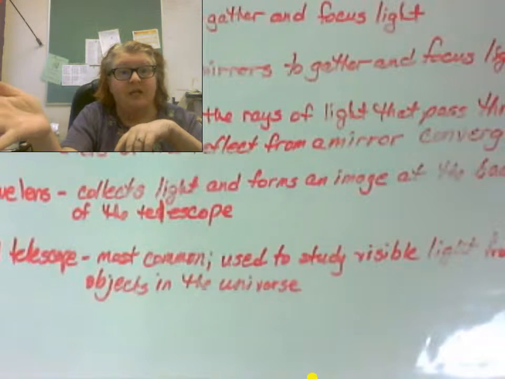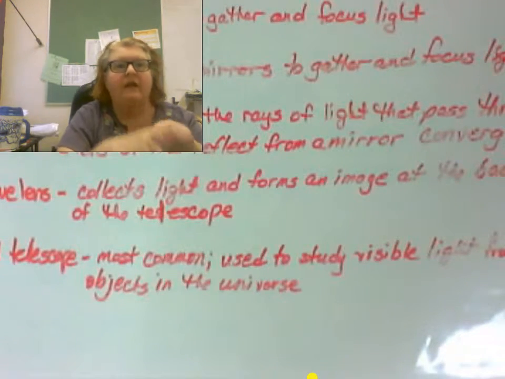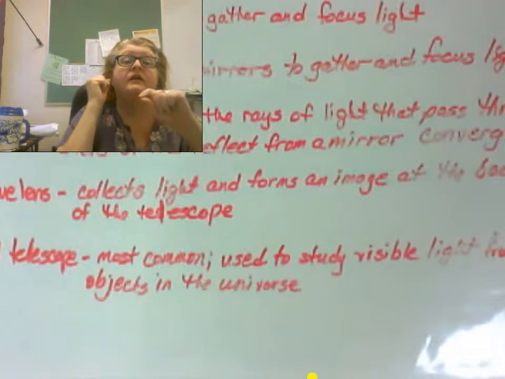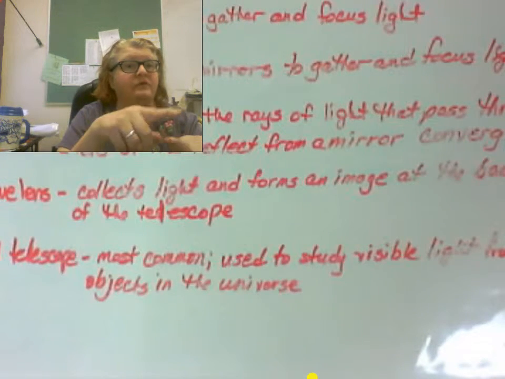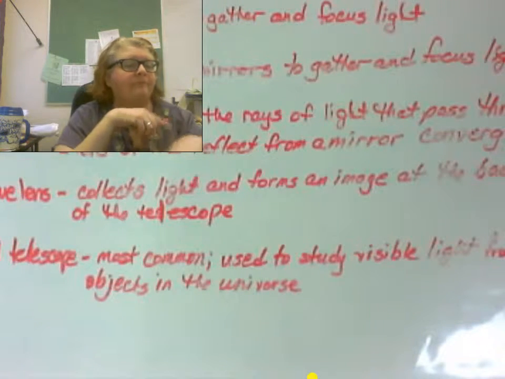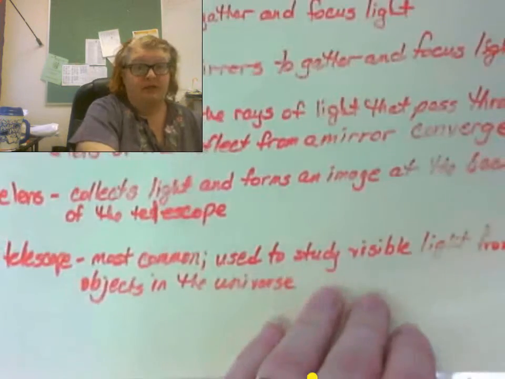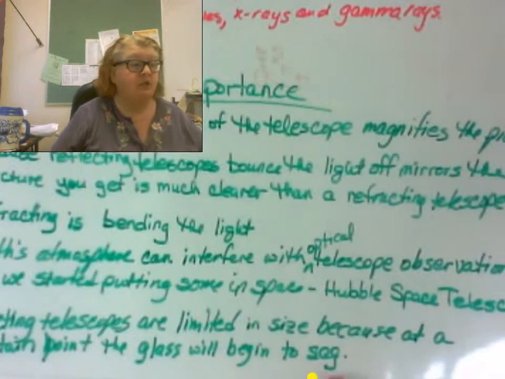Now, there are optical telescopes, which is what the reflecting and the refracting are. They are optical telescopes. Those are the ones that are most common, and they're used to study visible light from objects in the universe. Okay, and we're going to talk about the difference between visible and invisible. Yes, there is invisible. Okay, and I'm watching my numbering now, so I'm not going to make a mistake. So that was 1, and now we're on 2.